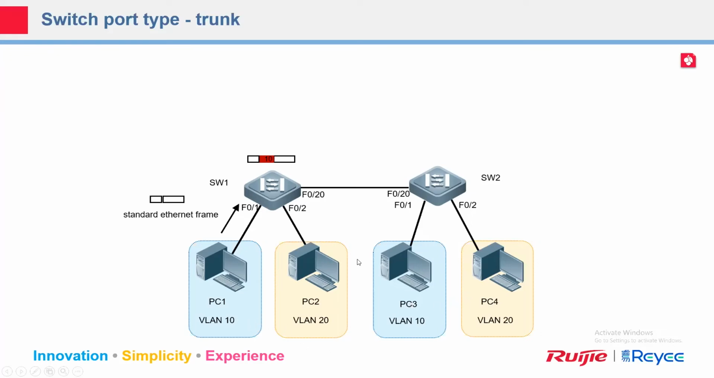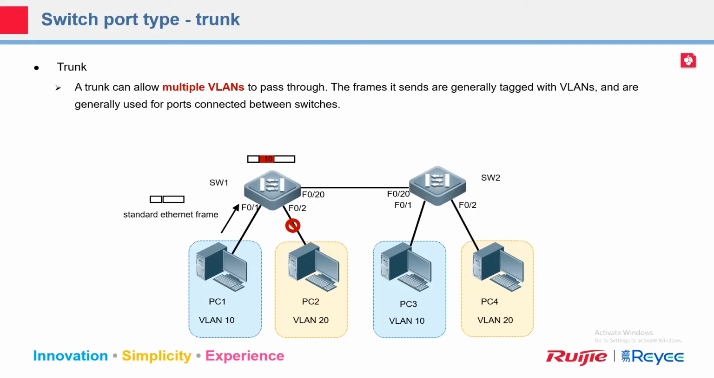So how do we solve this problem? In this scenario, interface 20 has to carry multiple VLAN information, right? So we have to use another type. This type we call trunk. A trunk interface means we can allow multiple VLANs to pass through, and the frame sent out carries the VLAN information. When switch 2 receives this information, it will assign the packets according to the VLAN tag. So this is the function of the trunk.